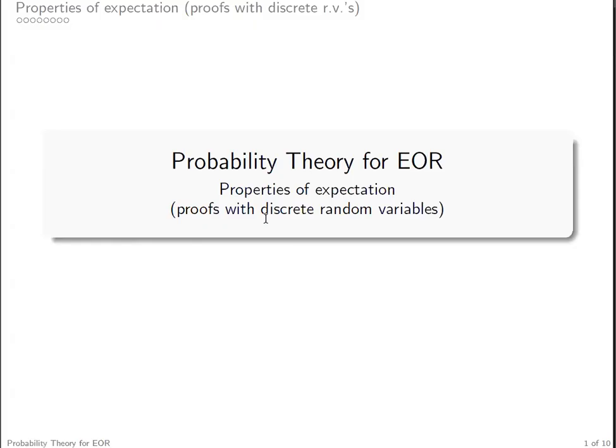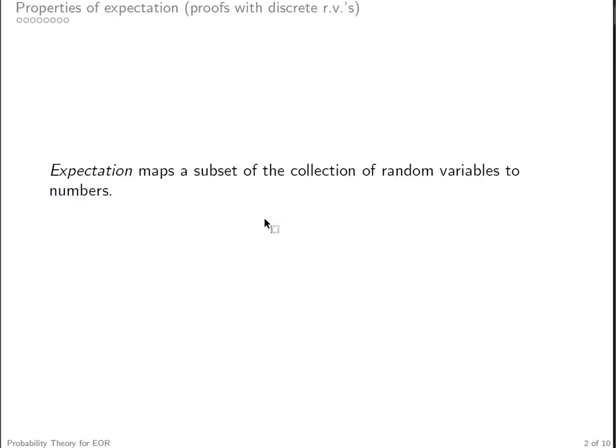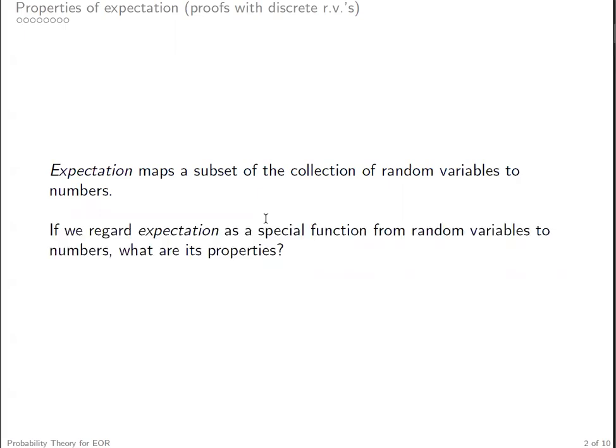This video is about properties of expectation, and we're going to provide proofs with discrete random variables in this video. Even though we provide proofs with discrete random variables, those results hold true for general cases. Those properties hold true for any random variables. We know expectation assigns numbers to random variables. If we regard expectation as a special function from random variables to numbers, what are the properties of this function?